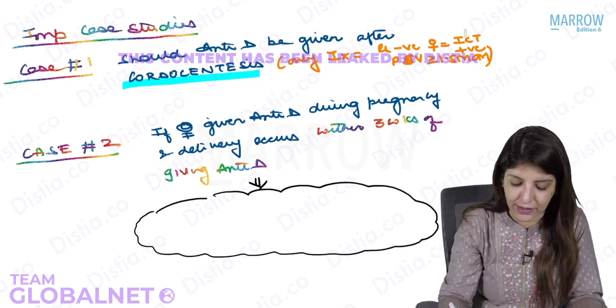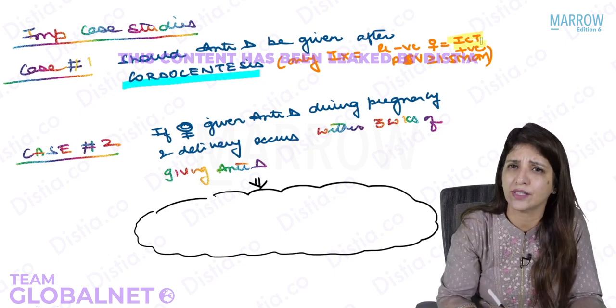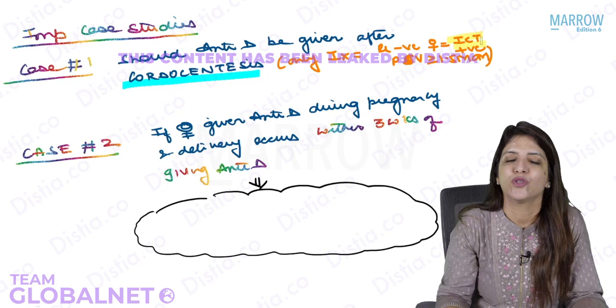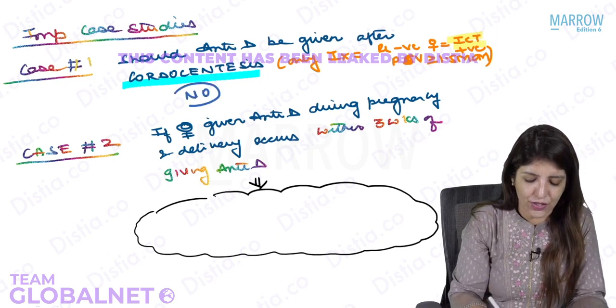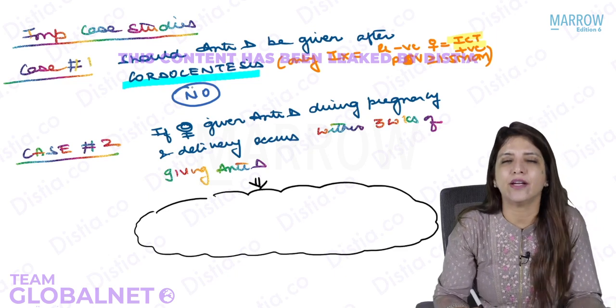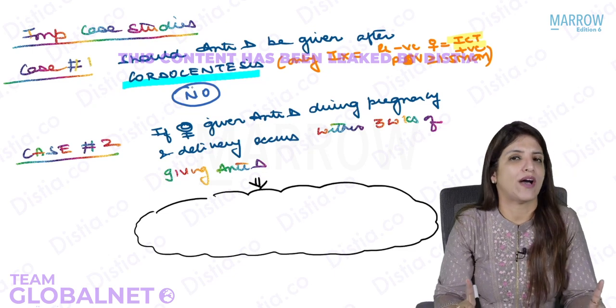And if mother's indirect Coombs test is positive, is there any role of giving anti-D? No. So simply if they ask you, you are doing chordocentesis, should you give anti-D to the mother? No, you shouldn't be giving anti-D, right? So have you understood this?